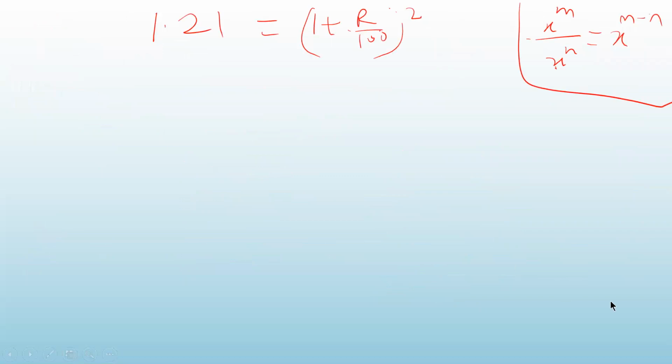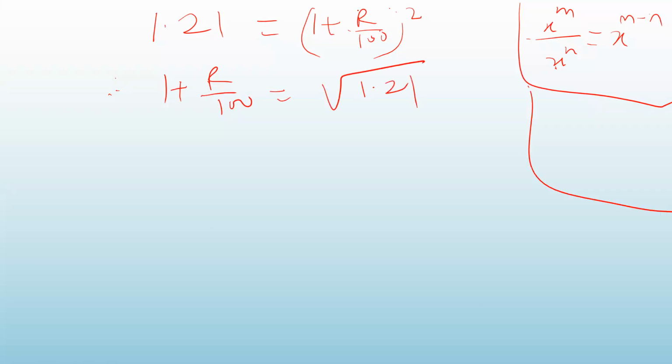So you get here, and the left hand side is 1.21. Now the same thing: (1 plus R upon 100) squared is 1.21. So what will be 1 plus R upon 100? It will be the square root of 1.21. What is this? Suppose it is the same as this: if x squared is 4, what is x? It is the square root of 4. It is like that.